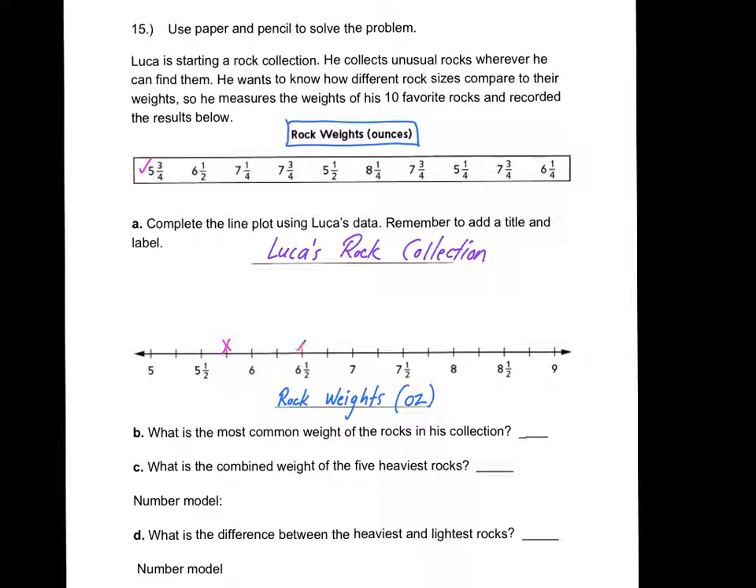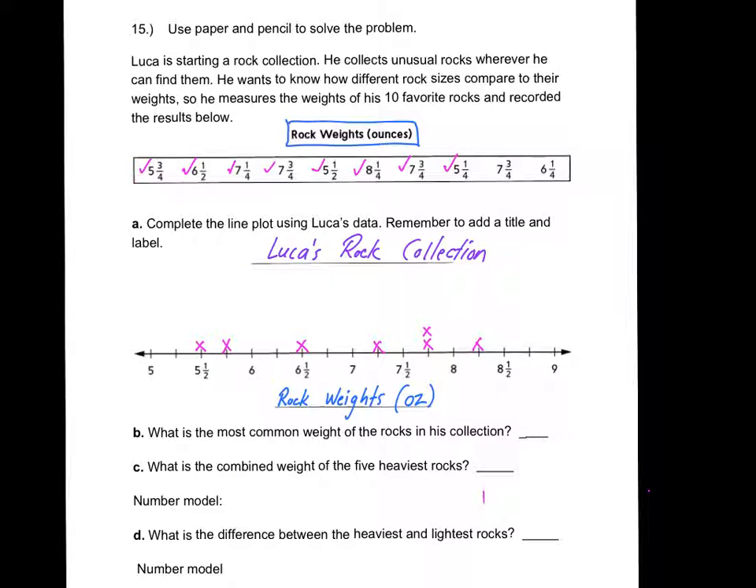Next is 6 1/2. Next we have 7 1/4. I know a fourth is in between 7 and 7 1/2. 7 3/4 is between 7 1/2 and 8. And you could absolutely label these lines if you wanted, if that makes it a little bit easier for you. Then you may absolutely do that. We have 5 1/2, 8 1/4, 7 3/4. Oops, that's two of those.